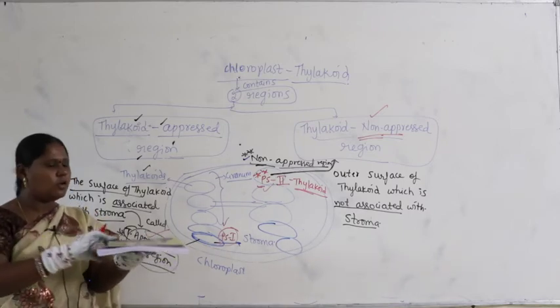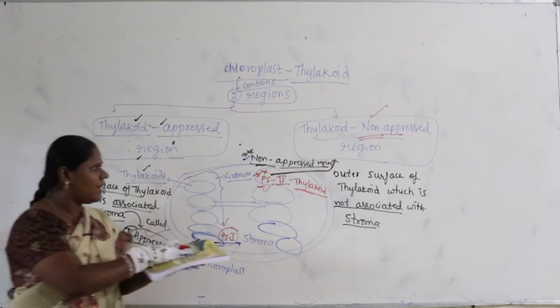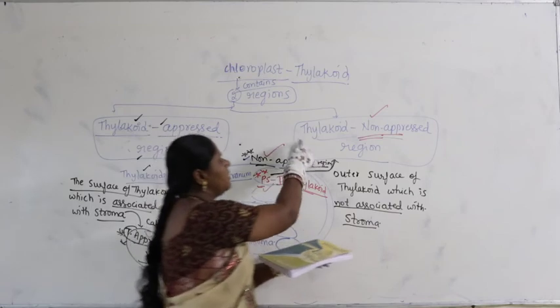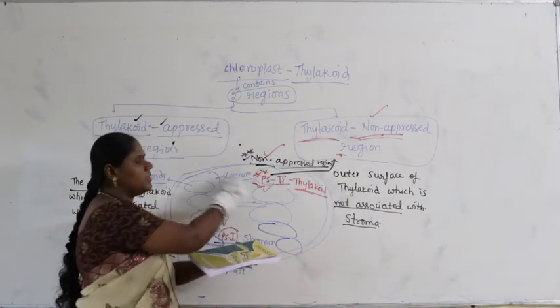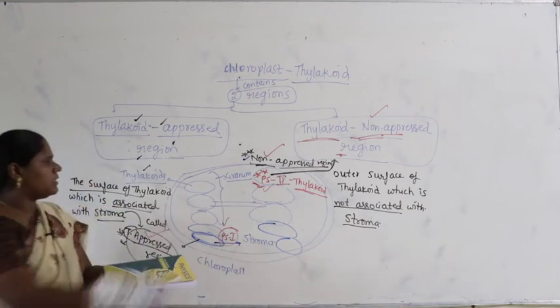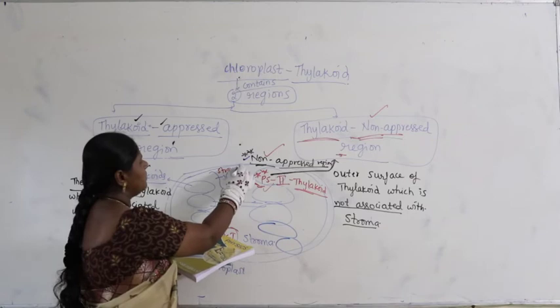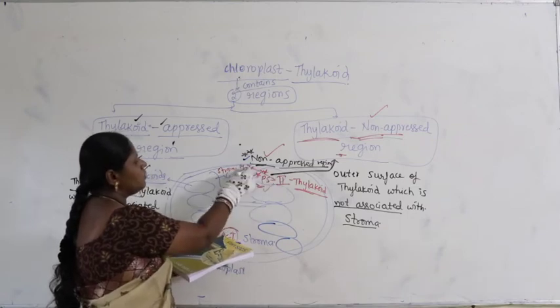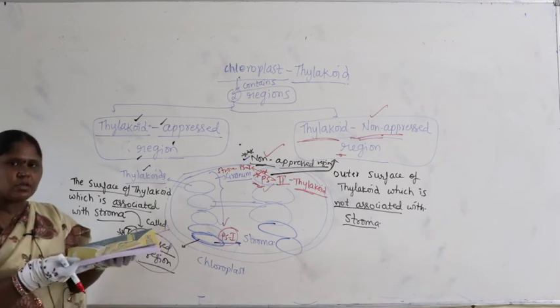The outer surface, not in contact with the stroma, exposed to light, is called the non-appressed region. In the thylakoid non-appressed region, PS2 is present. And surrounding it, what is present? The stroma. The stroma is having PS1. So the cycle moves from PS2 to PS1. This is the non-appressed region. What is the appressed region?